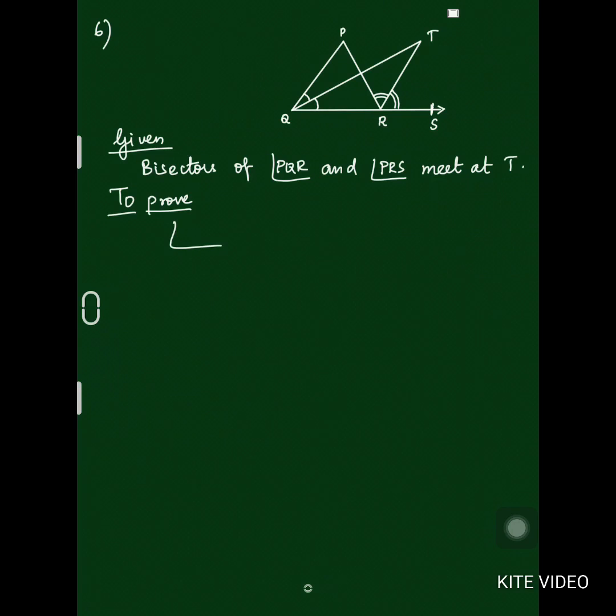Angle QTR is equal to half angle QPR. So QT is bisecting PQR, so PQT is equal to TQR. Similarly, RT is bisecting PRS, so angle PRT is equal to angle TRS. So, we have to prove angle QTR is equal to half angle QPR.